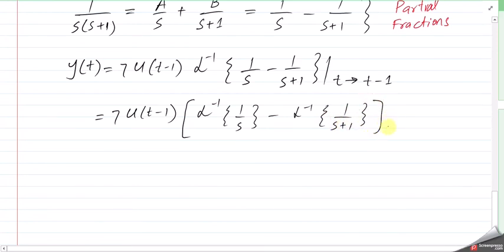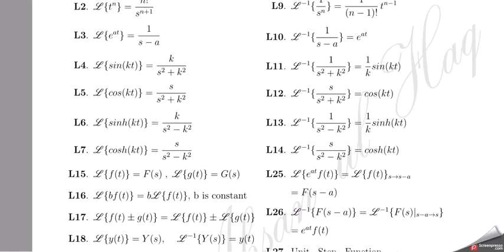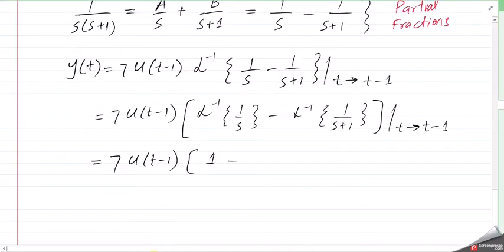You can write, if you want, only once here, t goes to t minus 1, or you can write this with both separately. That's alright. So 7 u(t minus 1). What is Laplace inverse of 1 over s? It is 1. Again let's go back to the formula sheet and see. Laplace inverse of 1 over s is 1, and Laplace inverse of 1 over s minus a is e power at. So a here, again sign change, so it's a plus 1, it will become e to the minus t, and then we shift t to t minus 1.